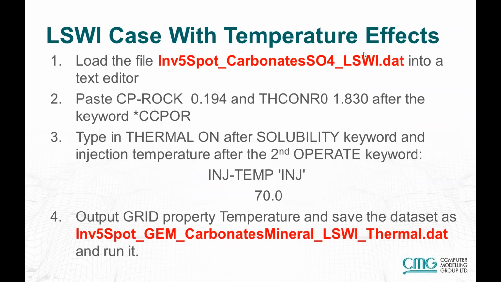Now, if we do the same case and turn on the thermal option in GEM, we can now look at some temperature effects with this exact same case. It's very easy to turn on the thermal option in GEM. We just need to supply a couple of thermal properties, the rock heat capacity and the rock thermal conductivity, put in a keyword thermal on, and then supply an injection temperature, and then run it again.